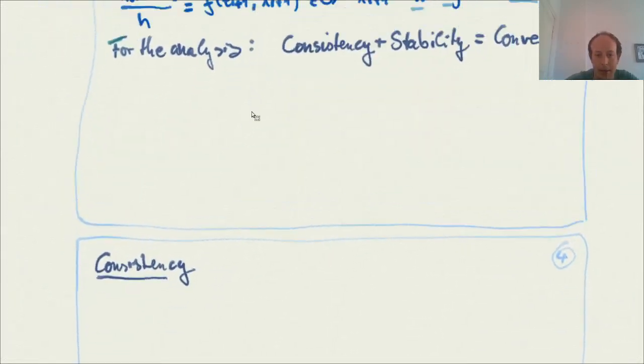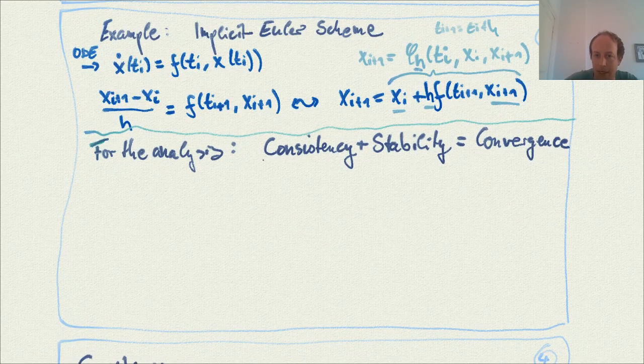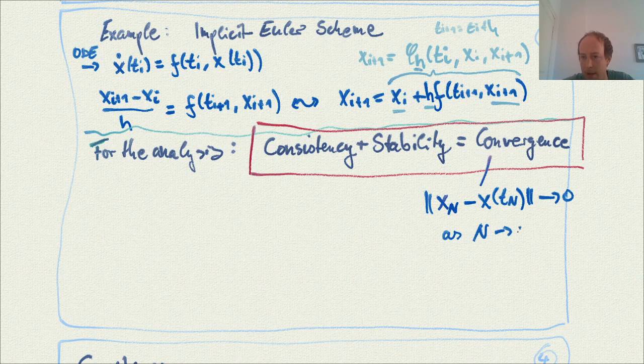And for the analysis, if we now want to analyze these schemes, the terms that we need are consistency, stability, and there's this famous result, the one thing you should remember about these methods: if the method is consistent and if it is stable, then it is convergent. Let me start with telling you what convergence is. Convergence means that the norm of x_n minus x at t_n goes to 0 as n goes to infinity.